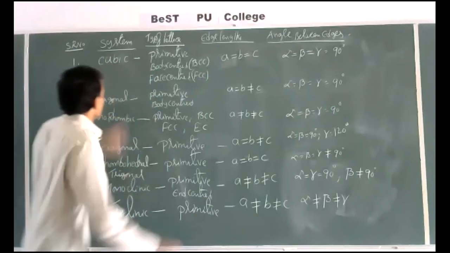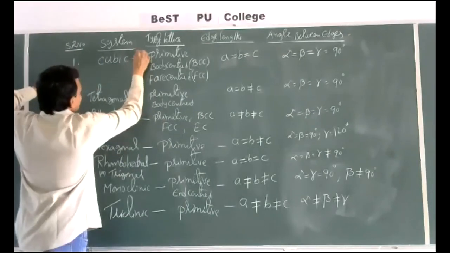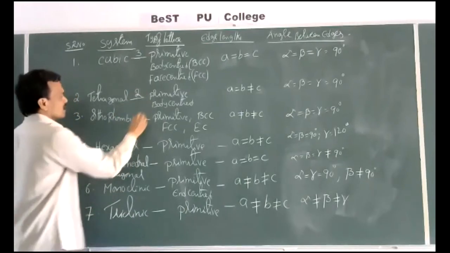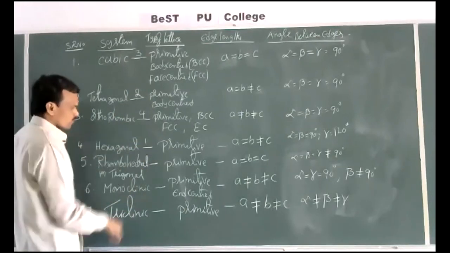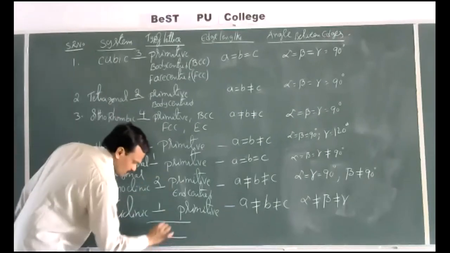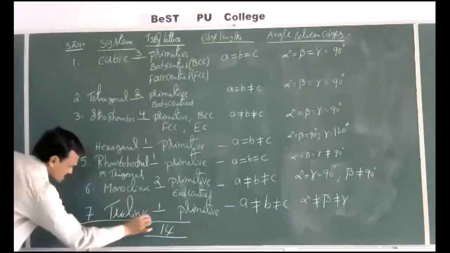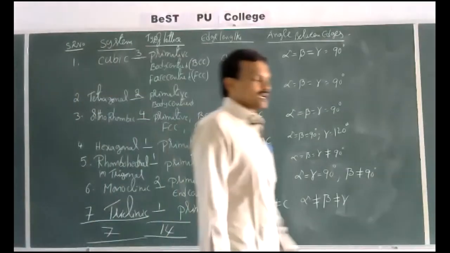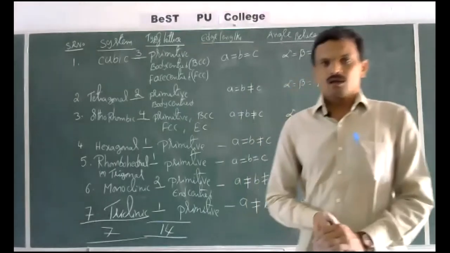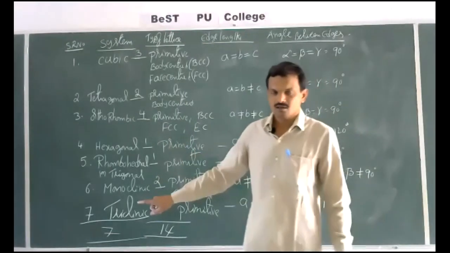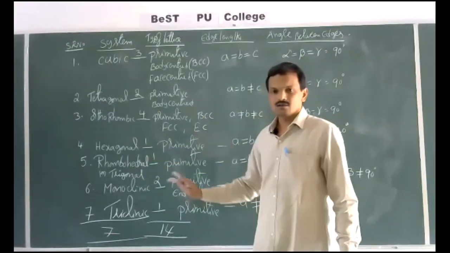Now let us hear once. If you observe here, total how many lattices are there? Here 3 lattices are there. Here 2 lattices are there. Here 4, here 1, here 1, here 2, here 1. Total there are 14 types of lattices and 7 types of crystal systems. Both are different. Systems are 7. Types of lattices are 14.